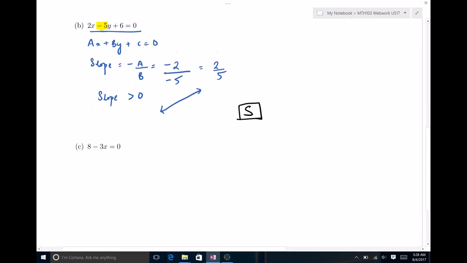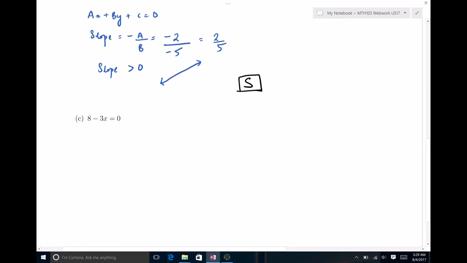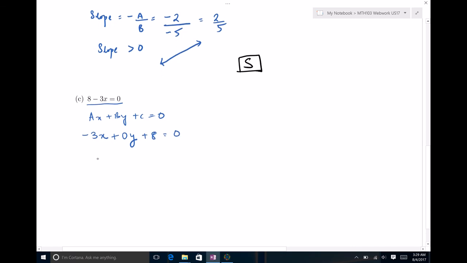And then finally, with the last one, this is a tricky one. We remember that we want our equation to look like this: ax plus by plus c equals 0. So let's write the x term first. So that's negative 3x. Now we don't have a y term in this equation. So what I'm going to do is write 0y, and then I have a positive 8. So plus 8 equals 0. This is what the equation should actually look like.